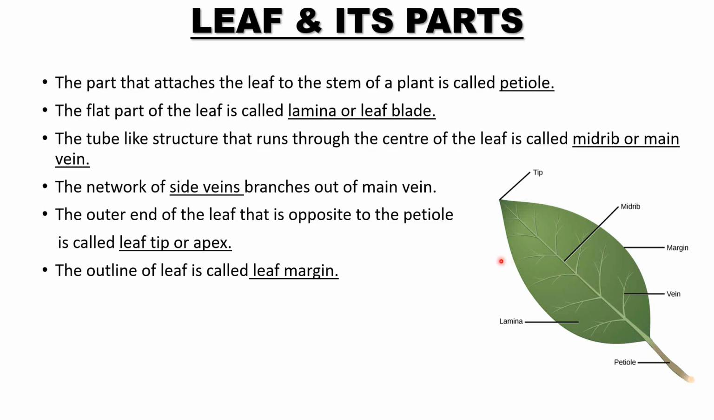And then at the outer end of the leaf, here you can see the tip. This is the leaf tip, or we can say its apex, which is just opposite to the petiole. Petiole is here and tip is here. And then comes the leaf margin. This is the outline of the leaf which is giving the shape to it. That is the leaf margin. So now we will move on to the next topic.